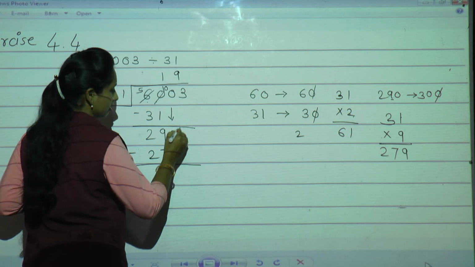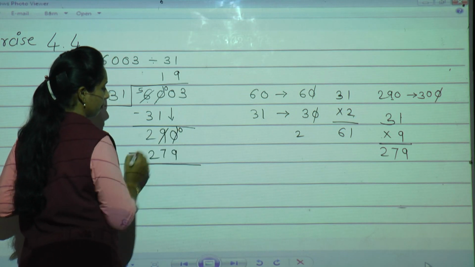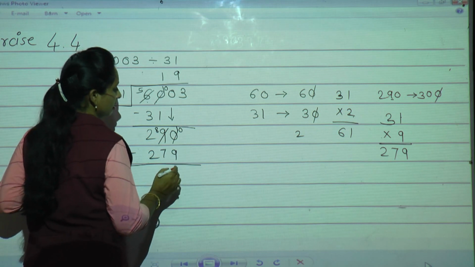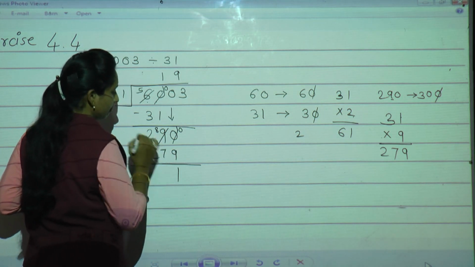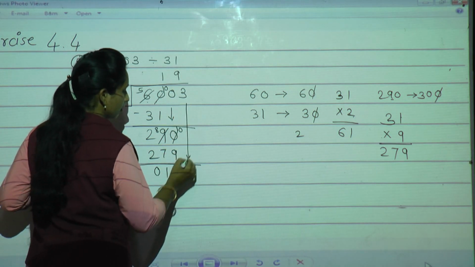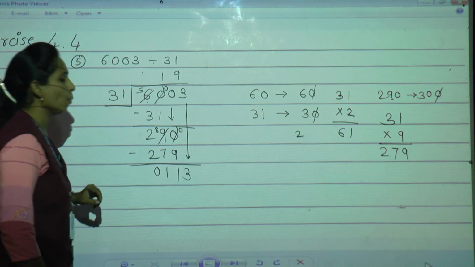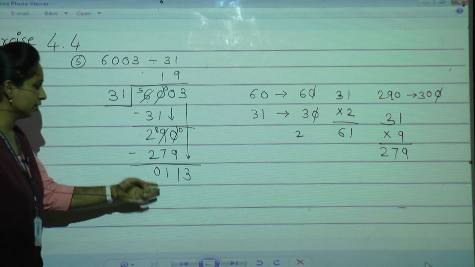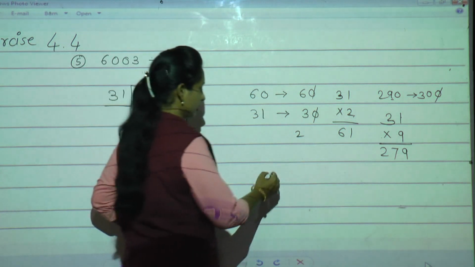Now subtract 0 minus 9. We can't cut the 0 as it is, so take borrow from the neighbor. The neighbor is having 9. He will give 1, 8 will remain. Now 10 minus 9 is 1. 8 minus 7 is 1. 2 minus 2 is 0. Now bring down 3. 113, isn't it?